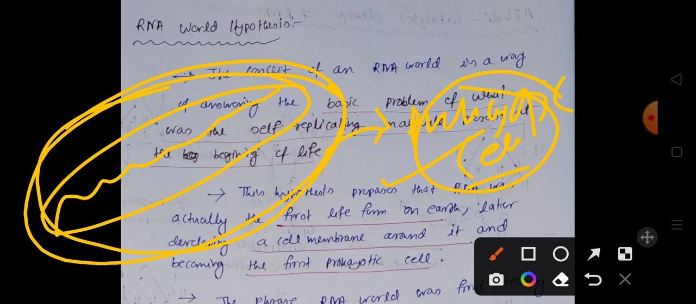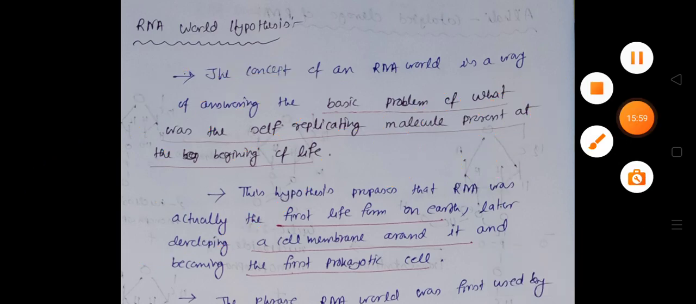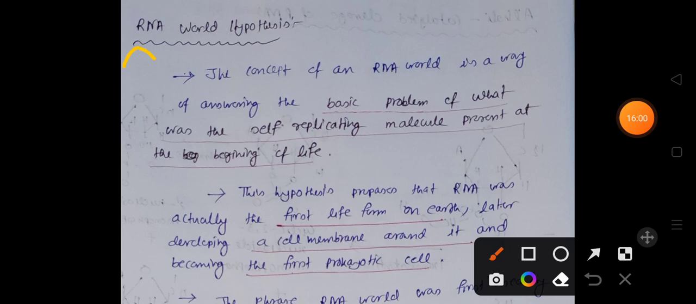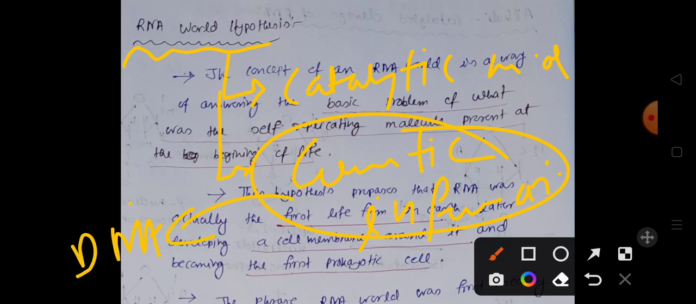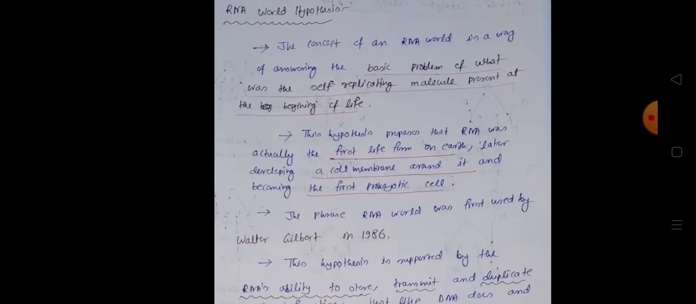And what is the basis of the RNA world hypothesis? It is based on the idea that RNA can act as a catalytic molecule. Also, it has the ability to transmit genetic information. That means the properties of both DNA as well as protein. So that is the idea of the RNA world hypothesis. Okay, so I hope it is very clear to you now.